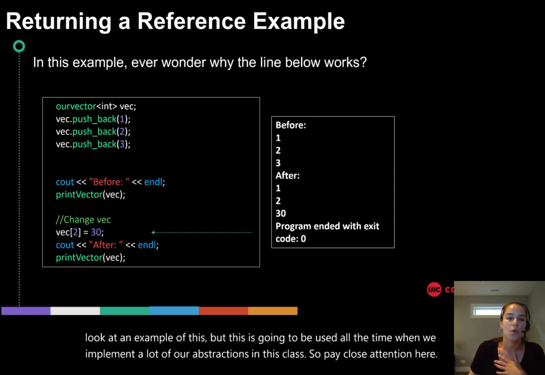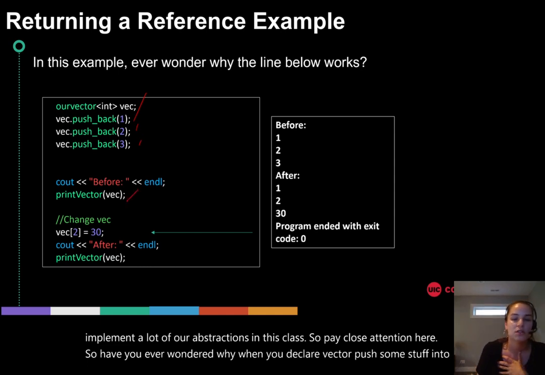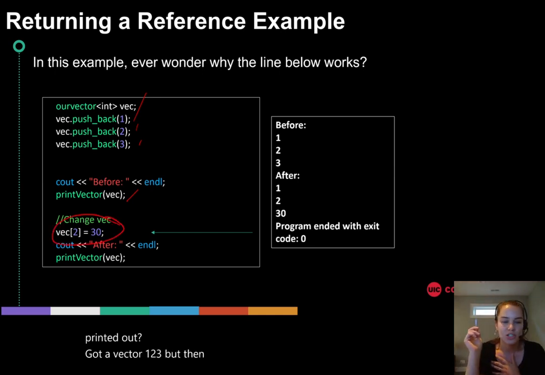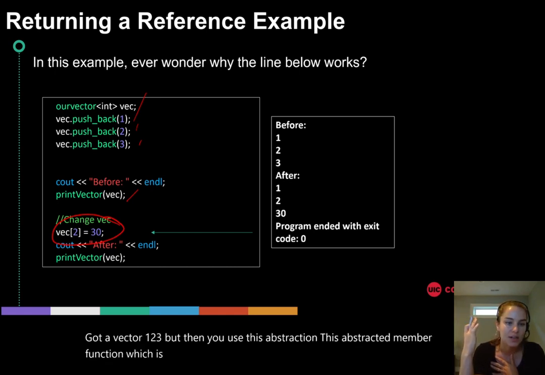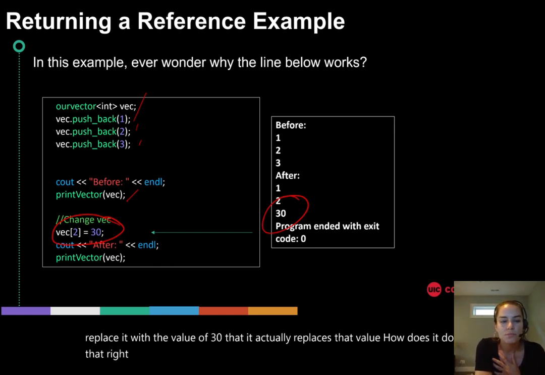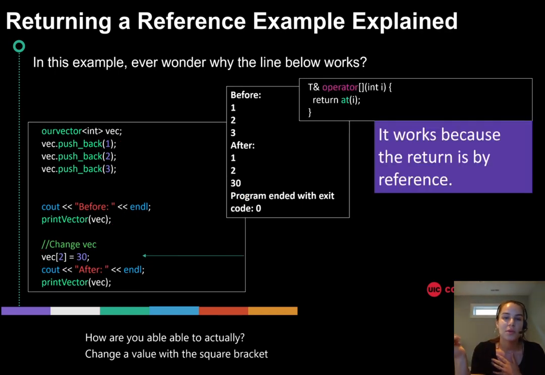Have you ever wondered why, when you declare a vector, push some stuff into it, and print it out, you get a vector 1, 2, 3, but then you use this abstracted member function, the square bracket operator, access index 2 and replace it with the value of 30, that it actually replaces that value? How does it do that? How are you able to actually change a value with the square bracket operator? Well, it works because of the ability to return a reference.